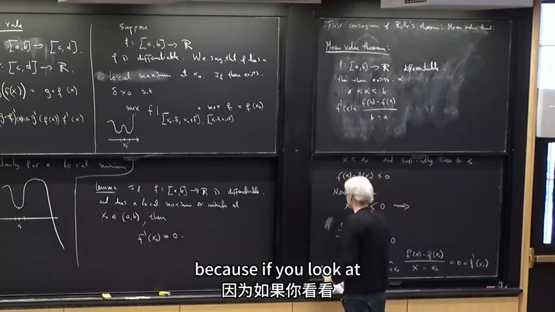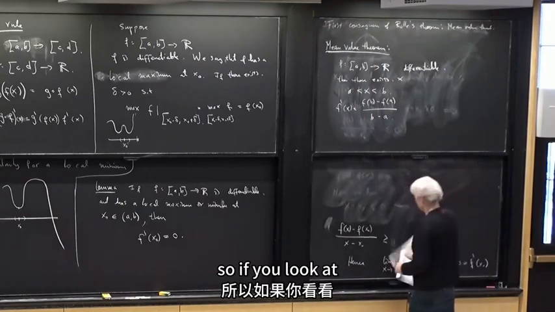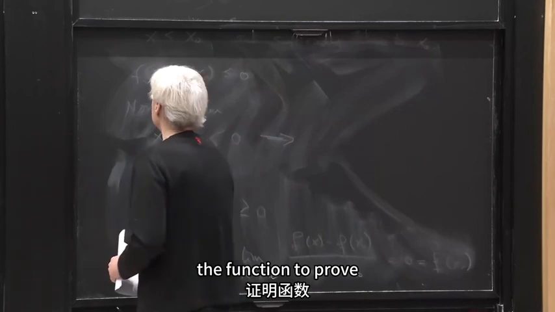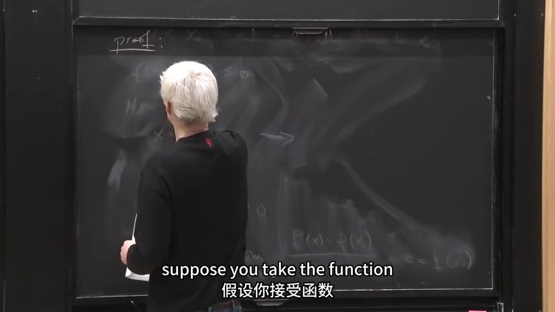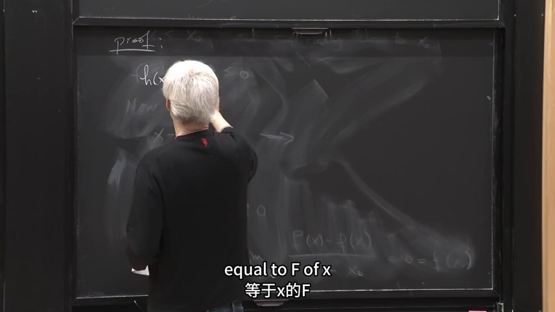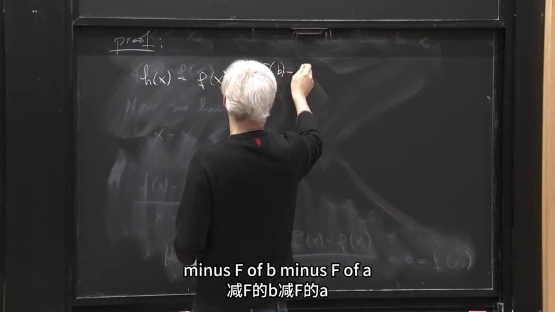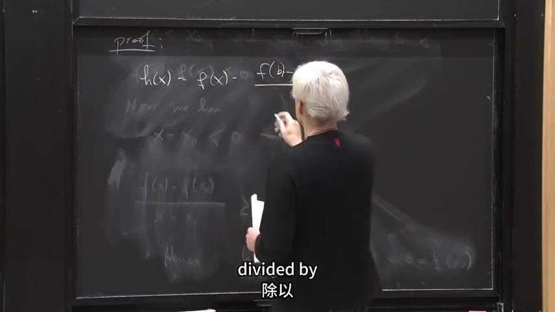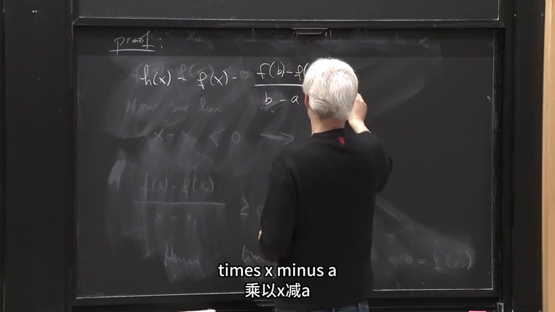Because suppose you take the function h of x equal to f of x minus f of b minus f of a divided by b minus a times x minus a.